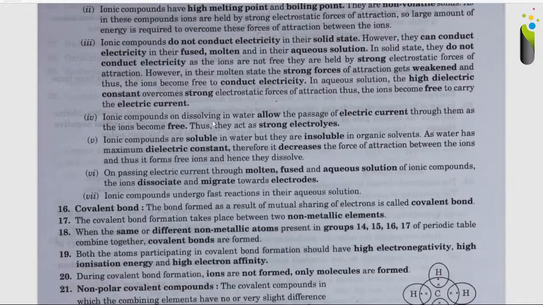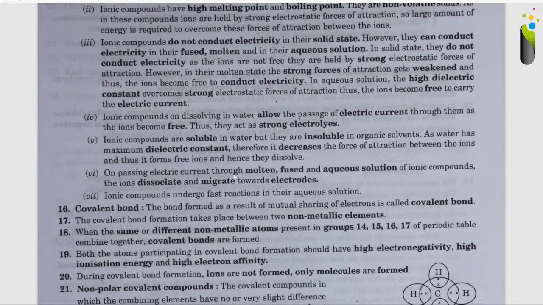Ionic compounds, on dissolving in water, allow the passage of electric current through them as the ions become free. Thus, they act as strong electrolytes. Coming to the next, ionic compounds are soluble in water, but they are insoluble in organic solvents. As water has maximum dielectric constant, it decreases the force of attraction between the ions and thus it forms free ions and hence they dissolve.